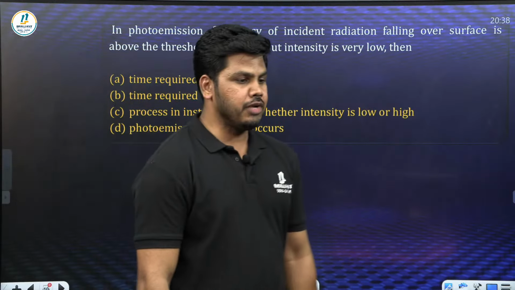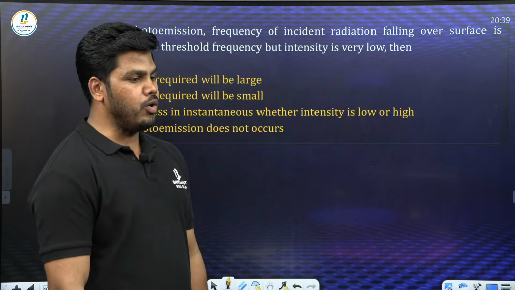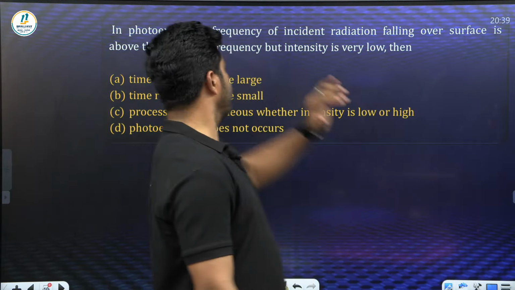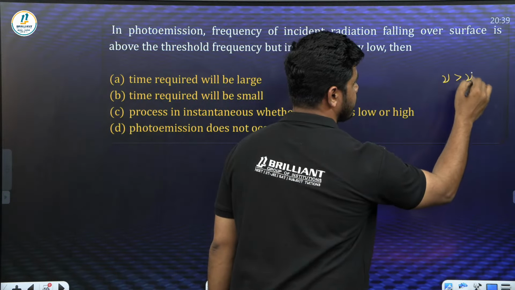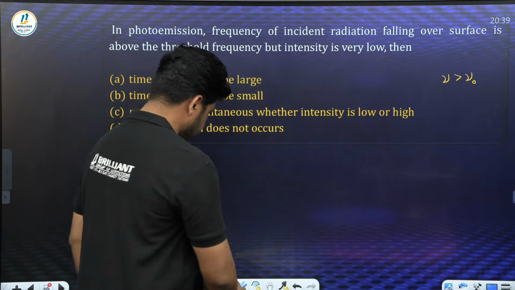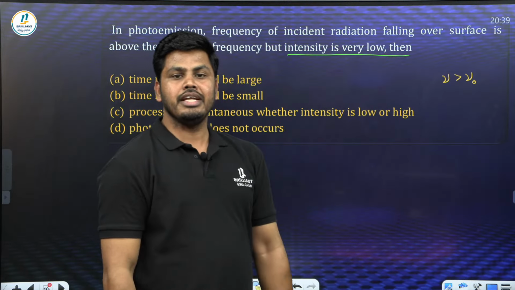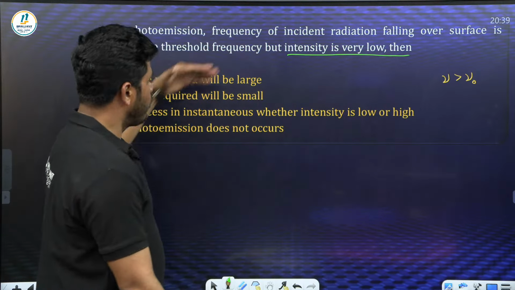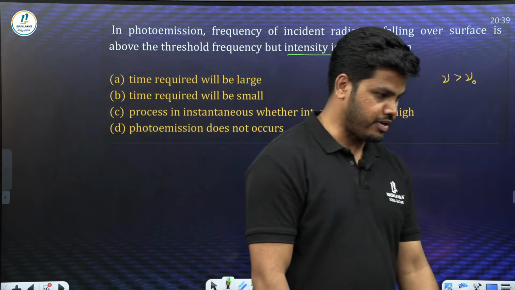Now the next one: in photoemission, the frequency of incident radiation falling over a surface is above the threshold frequency, but the intensity is very low. Look at the situation. We have an incident radiation with a frequency more than the threshold frequency. But what is the concern here? The intensity is very low. You are asked to select, from the 4 options, what can be the correct matching answer for this particular situation. Can you please identify the correct answer?